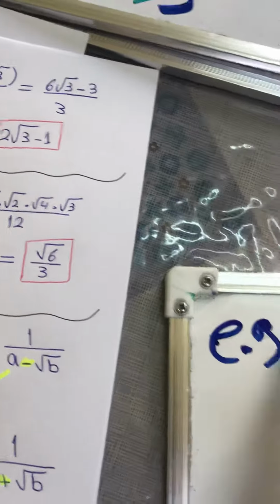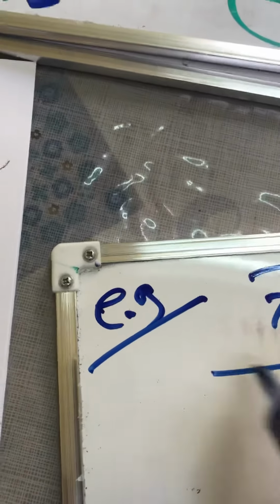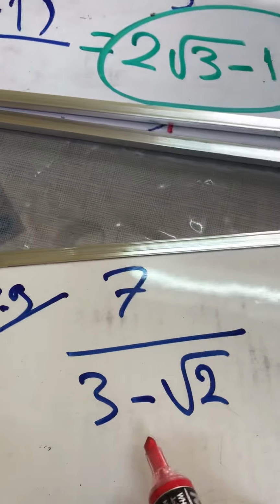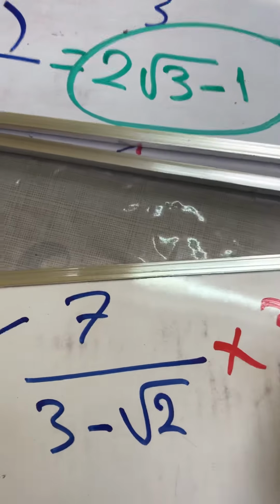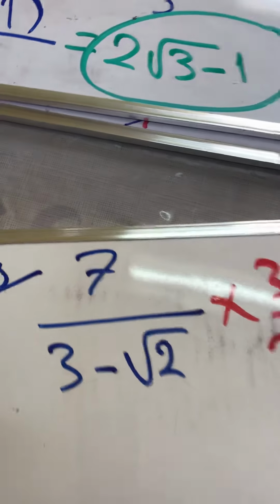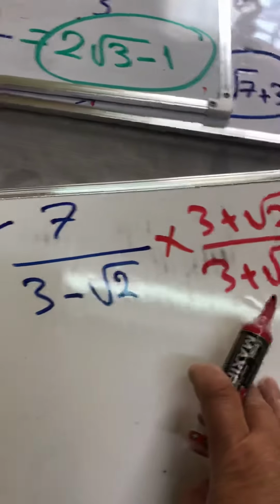Just an example, if I have 7 over 3 minus square root of 2. Let's try with me. Here I have minus. I'll multiply by 3 plus square root of 2 up and down. Easy. As you see, the marker solves it itself.